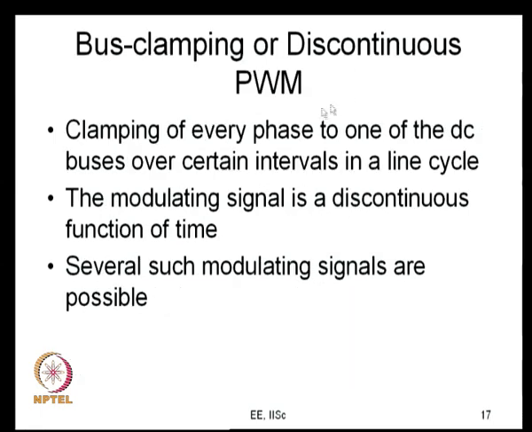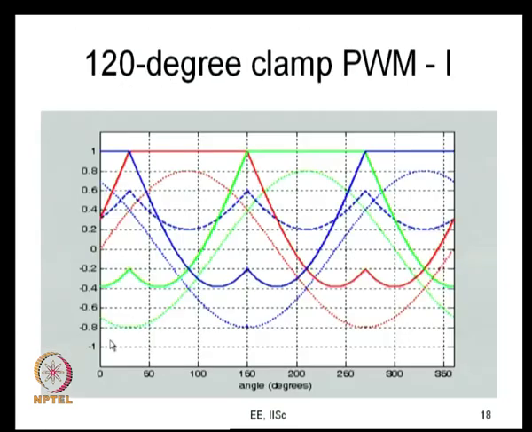So, when you have bus clamping or discontinuous PWM, what it usually does is clamp every phase to one of the DC buses over certain intervals in the line cycle, and usually it will be a 60-degree duration. You will find a phase clamped to the positive DC bus for 60 degrees, and you will find the same phase clamped to the negative DC bus for another 60-degree duration. Now, in this case the modulating signal is a discontinuous function of time, and as we have seen even in the last class, several modulating functions are possible.